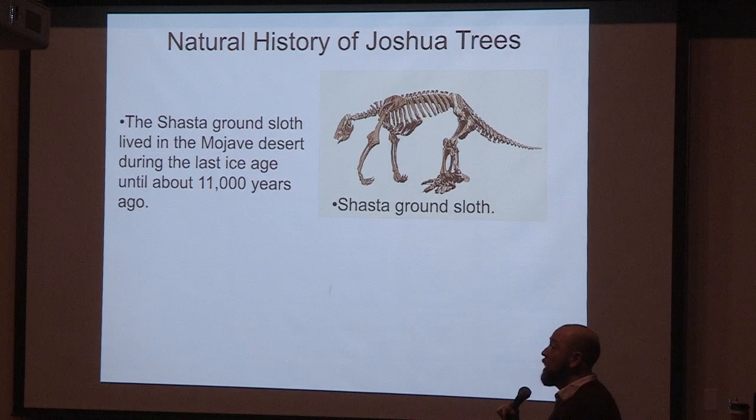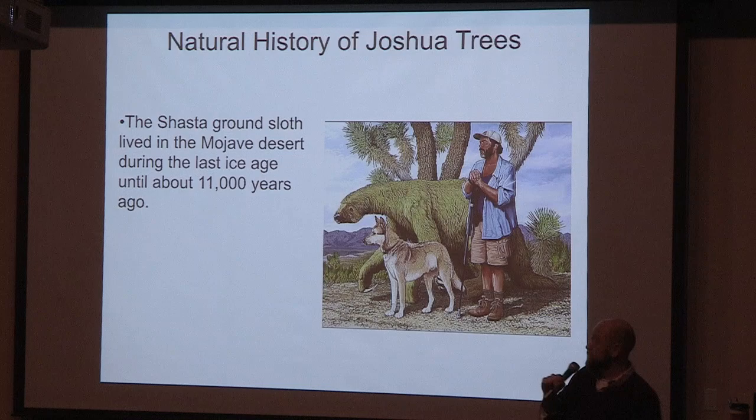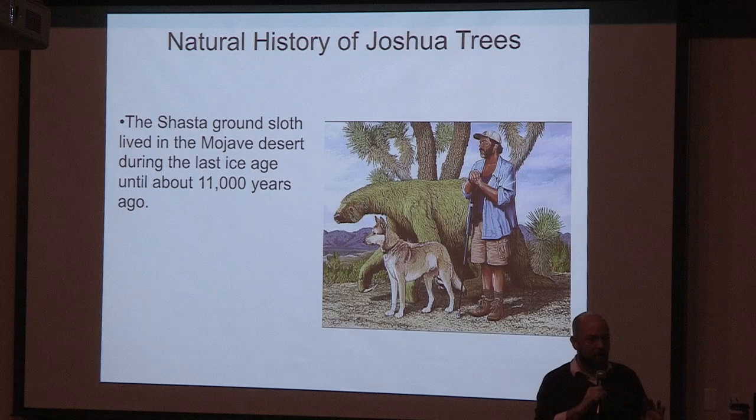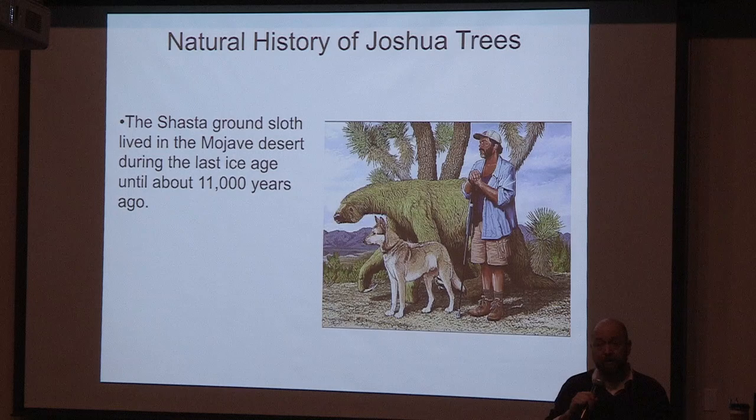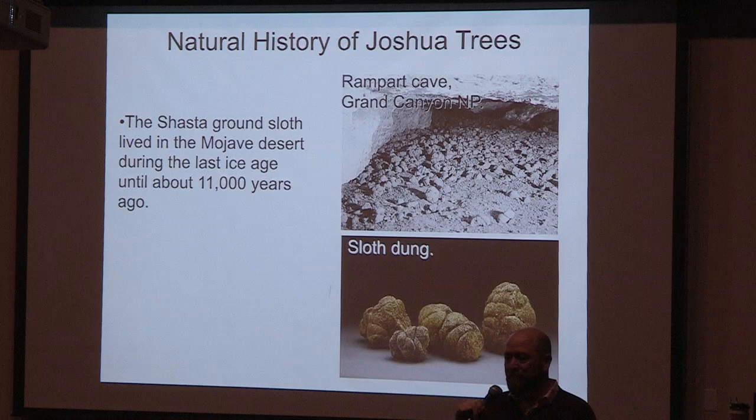Also, there was something called a ground sloth, which is a sloth. This sloth actually, this is a reconstruction, was pretty big. If he stood up on his four legs, he'd probably be about 8 to 12 feet tall. And I think this is so incredibly awesome. Turns out the desert is a really good place for preserving things. Stuff mummifies really easily. And in Grand Canyon National Park, there's a place called Rampart Cave. And inside Rampart Cave, you can find dried out, preserved, mummified fossil sloth poops.